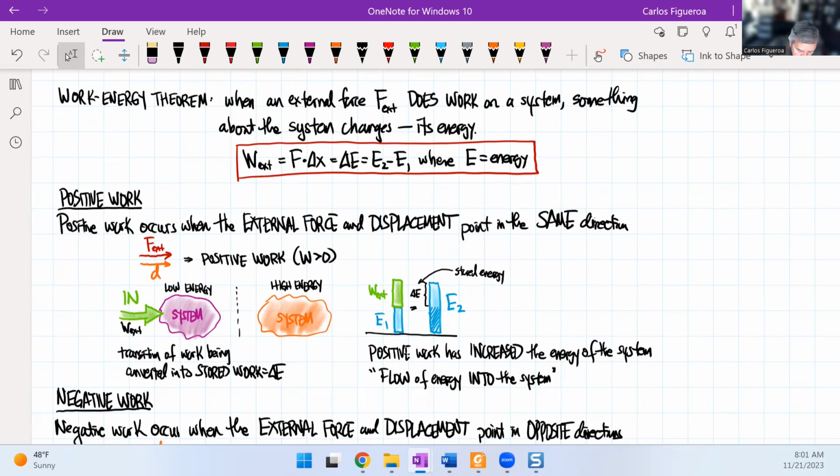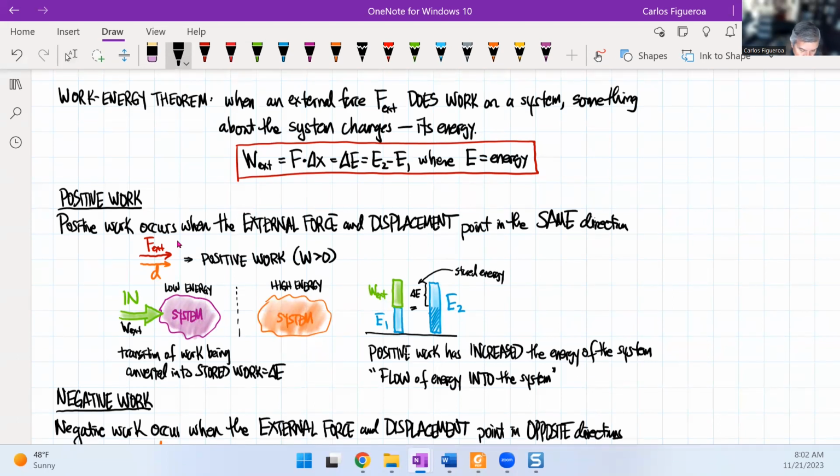Positive work occurs when the external force and the displacement point in the same direction. So if I have an external force and a displacement vector pointing in the same direction, then we call that positive work. In other words, W is greater than 0. So when I look at my system, which is this violet, then the work coming in, the work is a transitional thing.